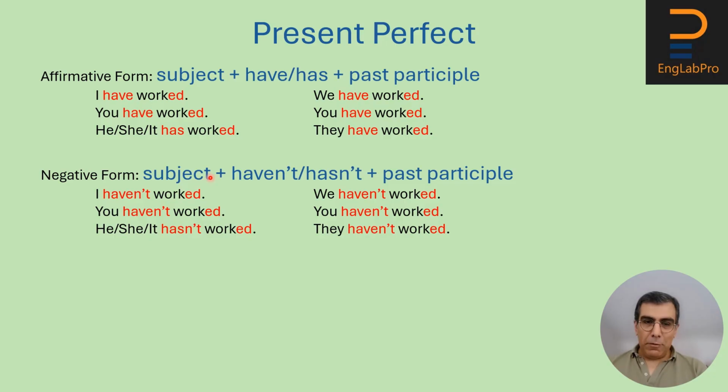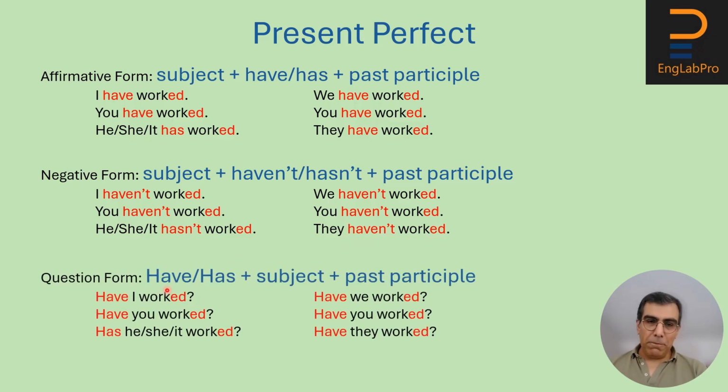For the negative form, we add not to have or has. So we say haven't or hasn't. I haven't worked, you haven't worked, he, she, it hasn't worked. We haven't worked, you haven't worked, they haven't worked.